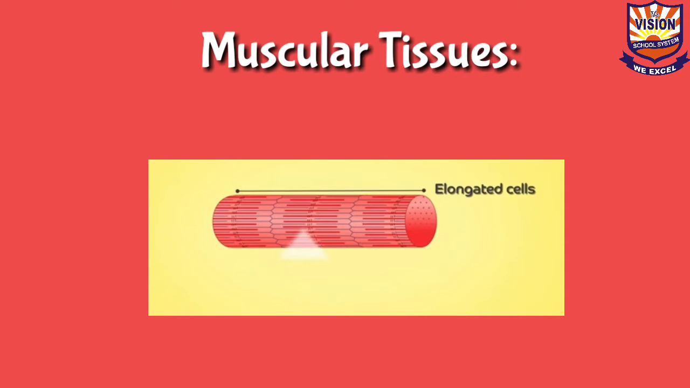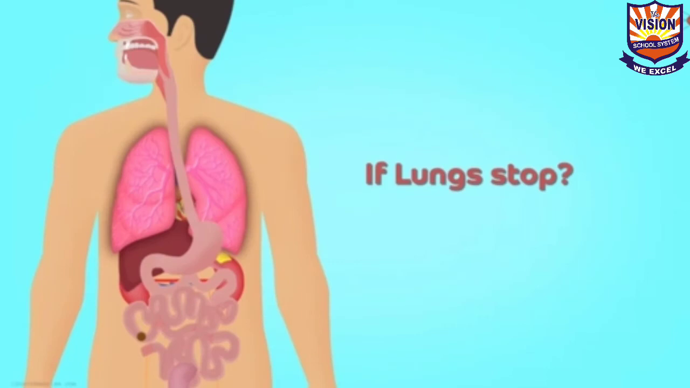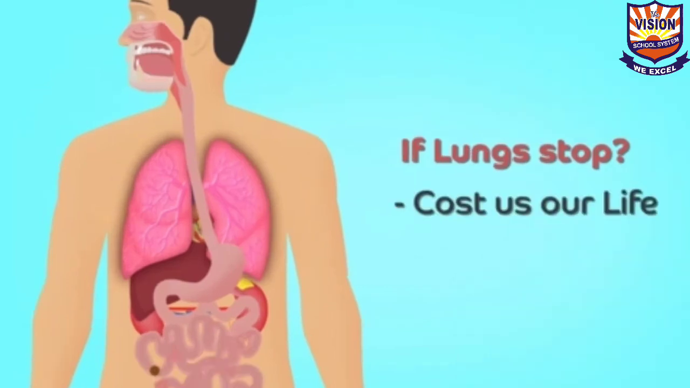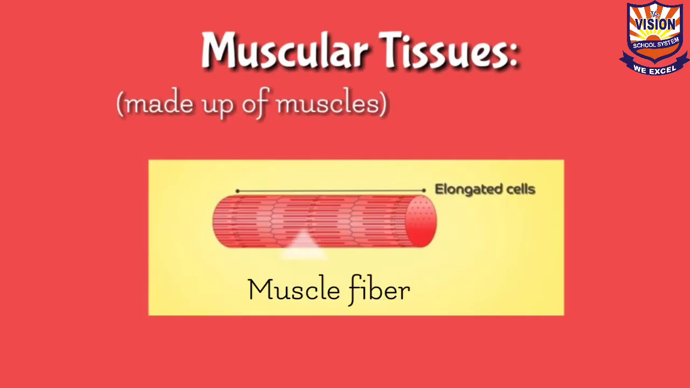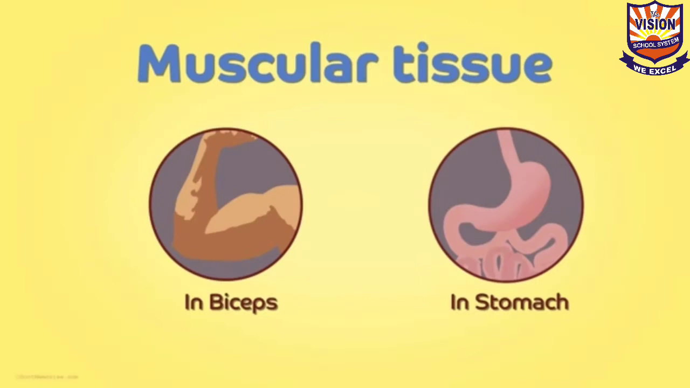The third type is the muscular tissue. As the name suggests, it is made up of muscles. The muscles help us in movement and locomotion. Just imagine what happens if our lungs stop contraction or relaxation. Well, that would cost us our life. So the muscular tissue is formed of muscle fiber. Each muscle fiber is an elongated cell which has the ability to contract and relax. These tissues are responsible for the movement of the body and body parts.